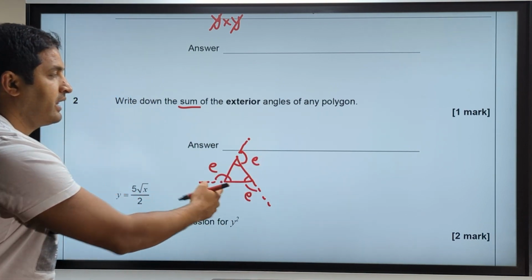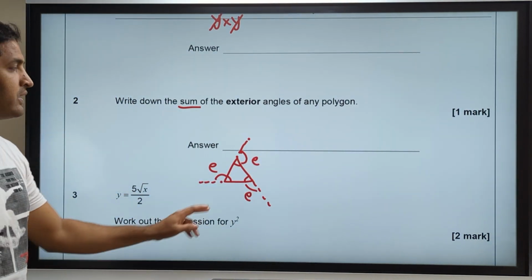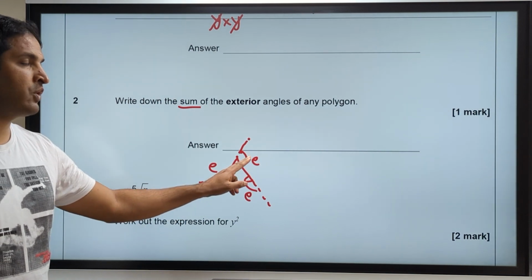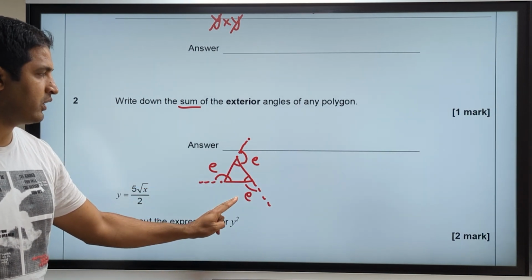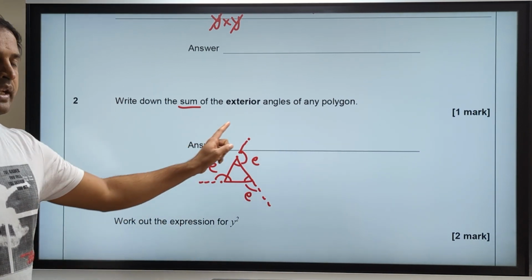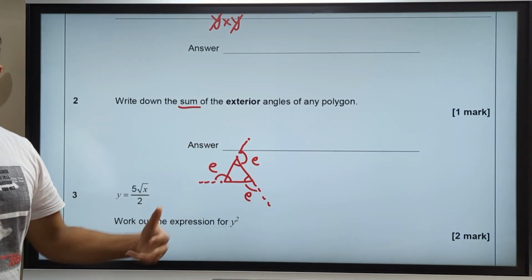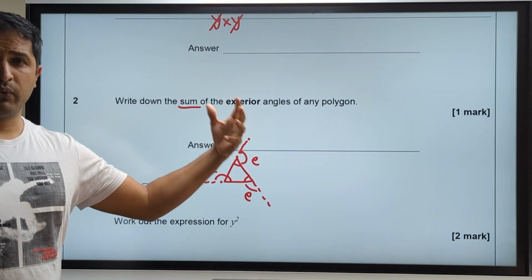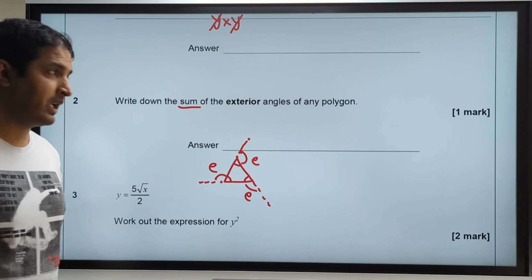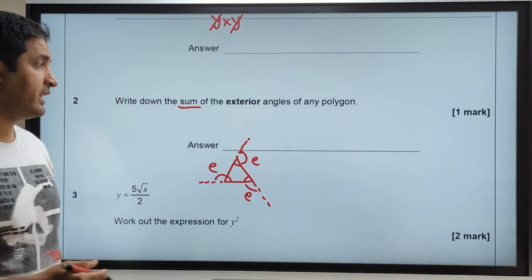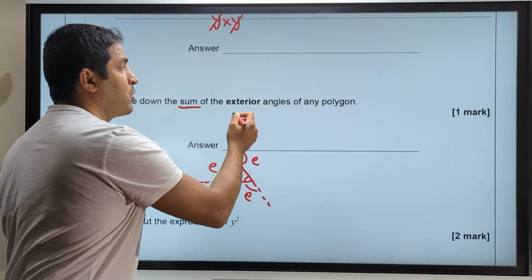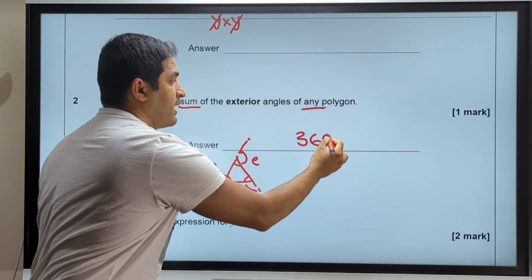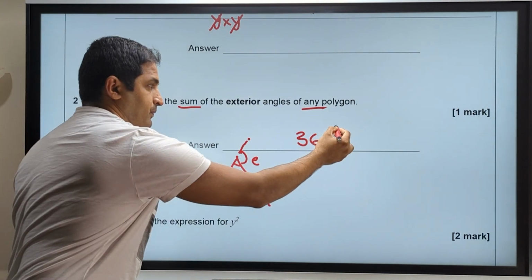So interior and exterior always make 180 degrees. Imagine this in an equilateral triangle, then you get 60, 60 and 60. So the exterior angles would be 120, 120 and 120. That gives you 360. If it was a square or rectangle, you have interior angle 90 degrees, so the exterior angle would be 90 degrees as well, and we would get 4 lots of 90, which is 360. So the total of the exterior angles in any polygon will always be 360 degrees.